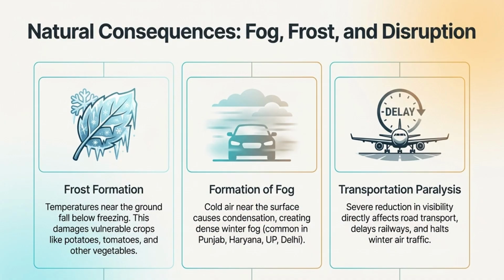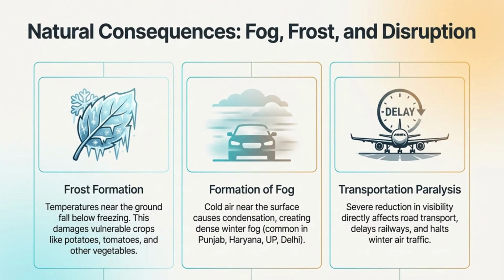Now let's look at the natural consequences of temperature inversion. Temperature inversion affects not only the weather but also agriculture and transportation. First is frost formation. During a temperature inversion, the air near the ground becomes extremely cold. Sometimes the temperature falls below 0 degrees centigrade, causing water vapor to freeze on plants and the ground. This is called frost. Frost can damage crops and vegetables. Farmers often face heavy losses because frost can destroy flowers, leaves and young fruits.